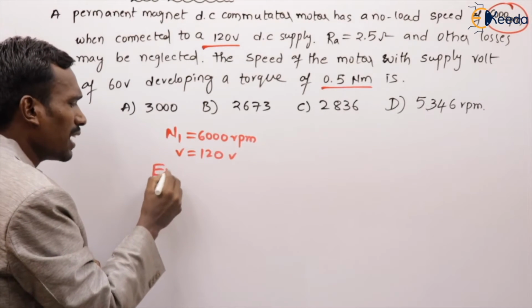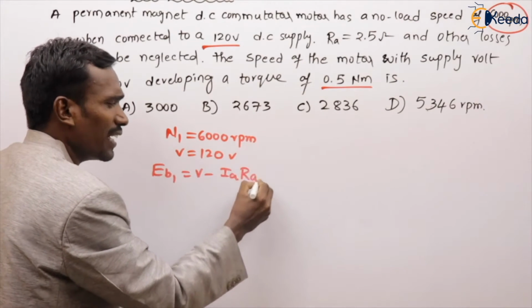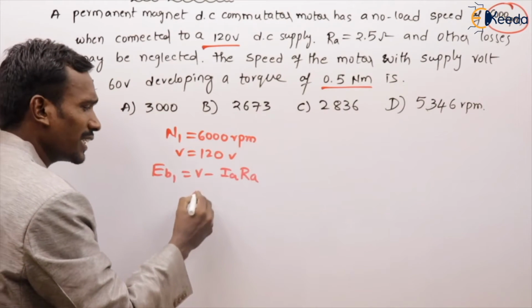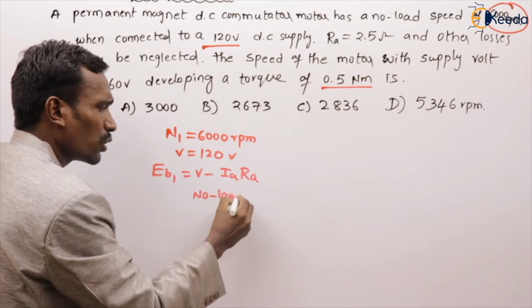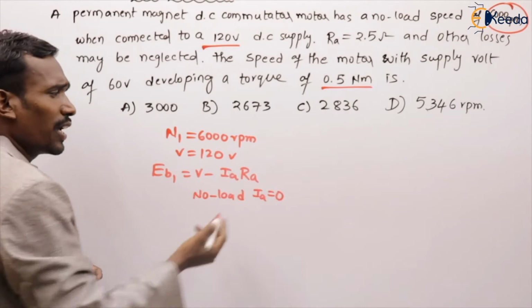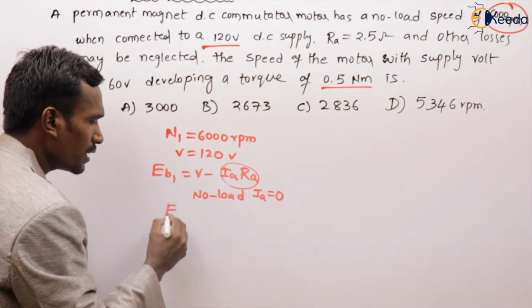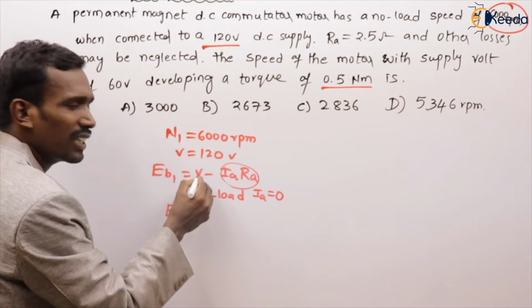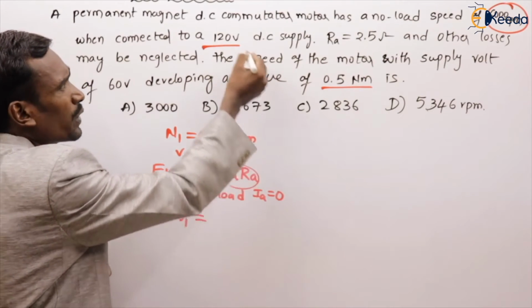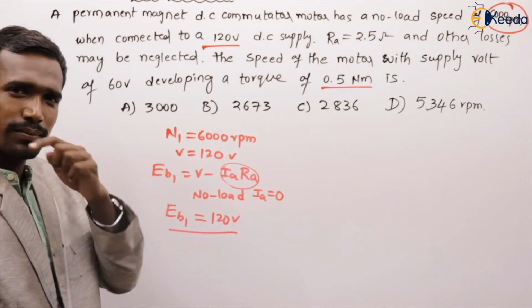Generally, what is the formula? EB is equal to V minus IA RA. But this is at no load, right? No load means IA is equal to 0. If IA is 0, this value is 0, right? So EB1 is equal to V. What is V? 120 volts. They have given V.